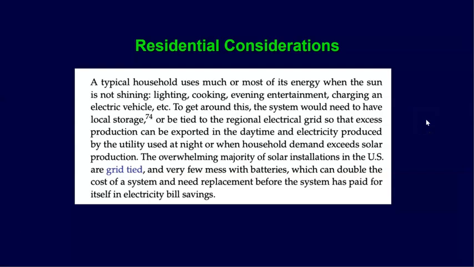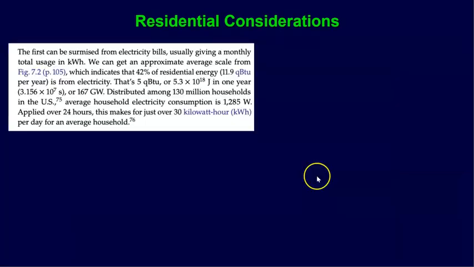As mentioned, a typical household uses much or most of its energy when the sun is not shining. So things like cooking, evening entertainment, charging your EV, whatever. And so you would more than likely need some sort of local storage. Right now, most people who have solar at home are grid tied, and so they actually use electricity from the grid at these times. Again, you would need some sort of storage and batteries, and we'll talk a little bit about what that does to cost.